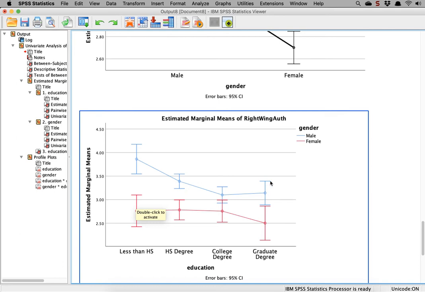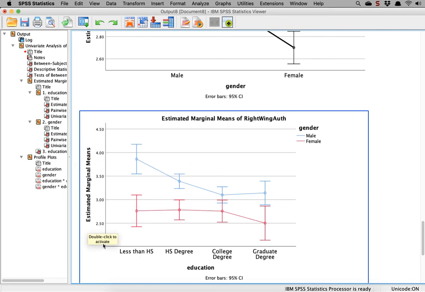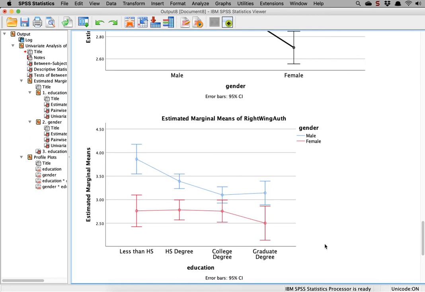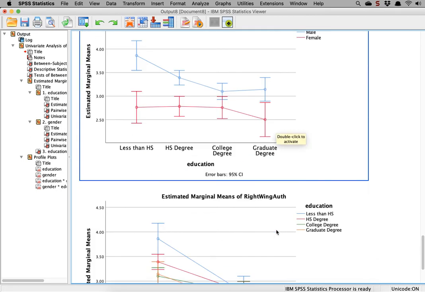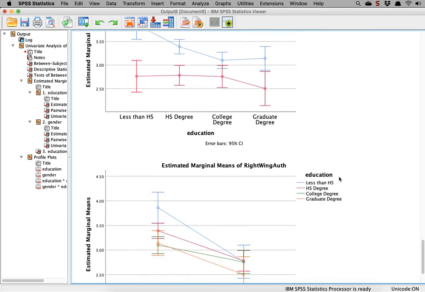That education's relationship with right-wing authoritarianism is based on whether you're male or female. We see it in males, it appears. We don't see it in females. That's our visual test that supports it.